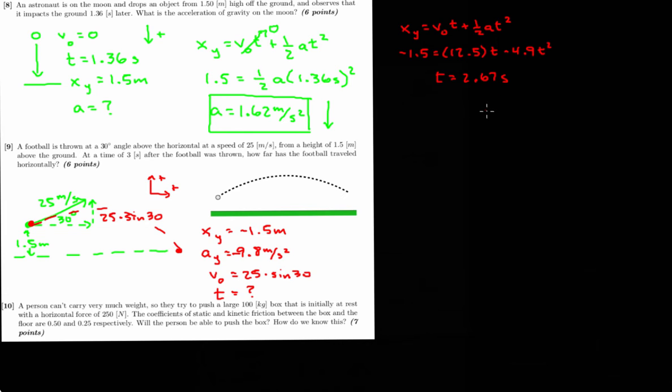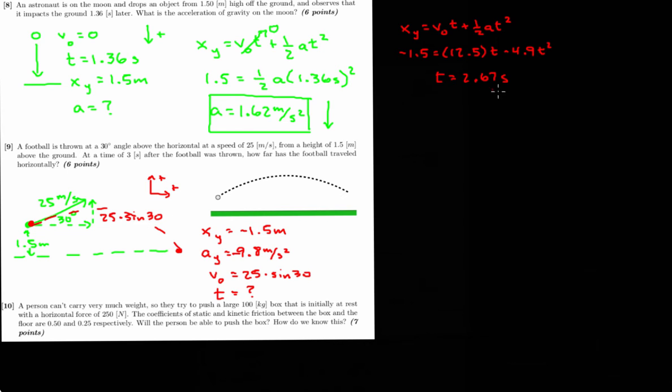This is one of those things where a teacher makes up a problem and they don't realize that this thing hits the freaking ground first. But let me just double check, make sure everything. Yeah, 25 meters a second, 30 sine of 30 is a half, so that's 12 and a half. Yeah, all that's good.